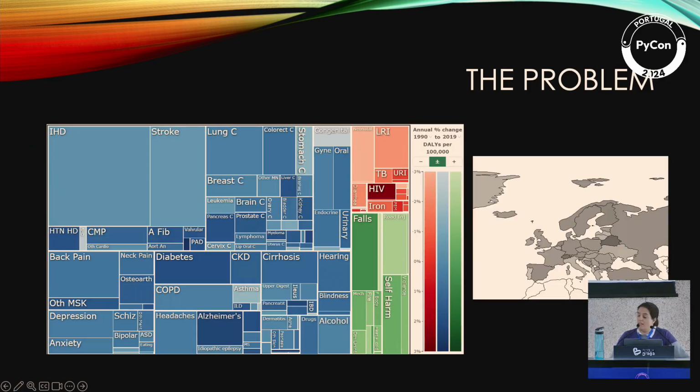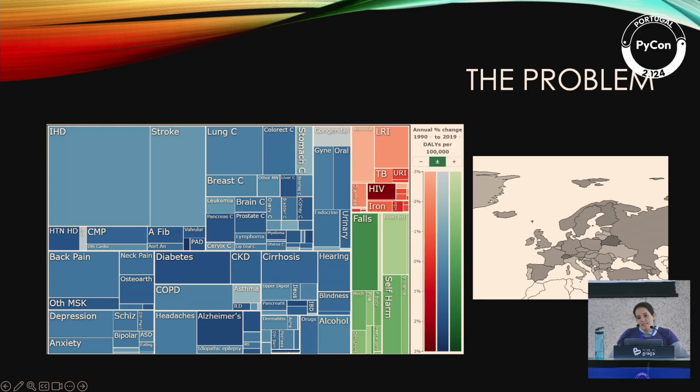What you are seeing here is the burden of disease due to several kinds of diseases. In blue, you have the non-communicable diseases, such as stroke and diabetes. Most of these diseases are linked to habits, so they could be changed to bring better health to the communities. In red, you have communicable diseases, the infectious diseases transmitted from person to person, and they are out of the scope of this project because they are really difficult to model. And in green, you have accidents, falls, self-harm.